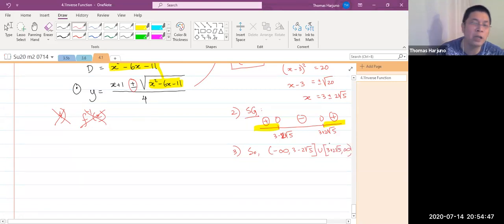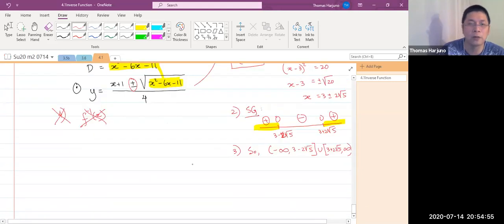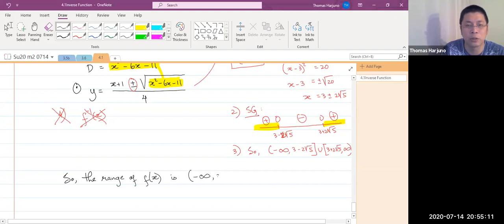Now, that's the domain of the inverse, right? For the domain of that inverse, we need to solve that inequality. But the domain of that inverse is also the range. So the range of f(x) is negative infinity to 3 minus 2 square root of 5, with bracket, union 3 plus 2 square root of 5 to infinity.